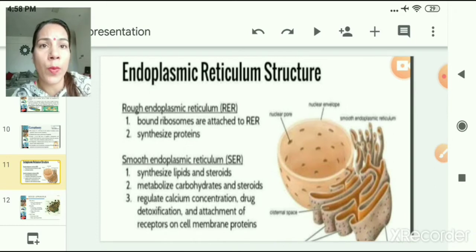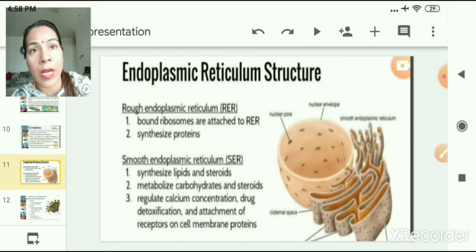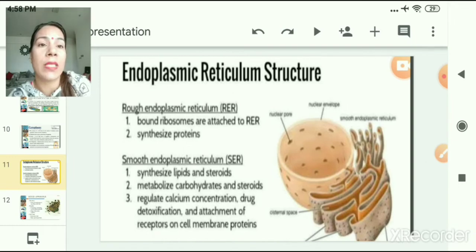RER is rough endoplasmic reticulum, which has a rough surface because of the presence of ribosomes on it, and because of these ribosomes present on its surface, it is able to synthesize protein. Whereas in a smooth endoplasmic reticulum, these ribosome granules are completely absent. So the smooth endoplasmic reticulum synthesizes lipids and steroids.